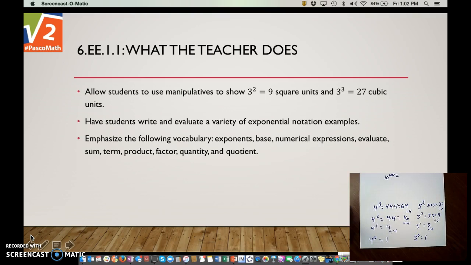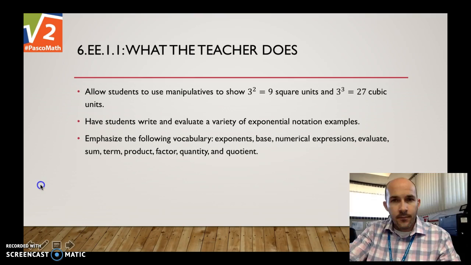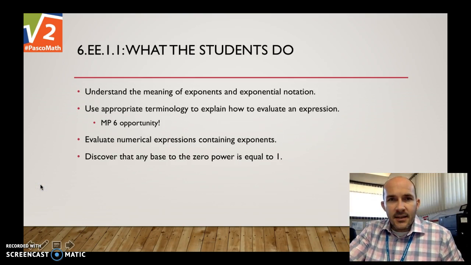So this is a very mathematically rich standard, even though it's a short one. And so just making sure we're using that proper, precise math language when interacting with the standard. Now looking at some things that the students should be doing. They really need to understand the meaning of exponents and exponential notation. Again, emphasis on that meaning. Use appropriate terminology to explain how to evaluate an expression. Definitely an opportunity for Math Practice 6 here.